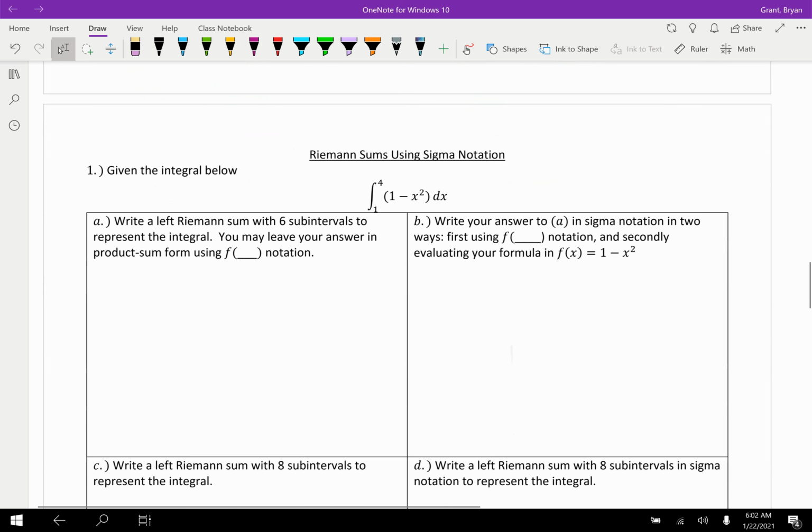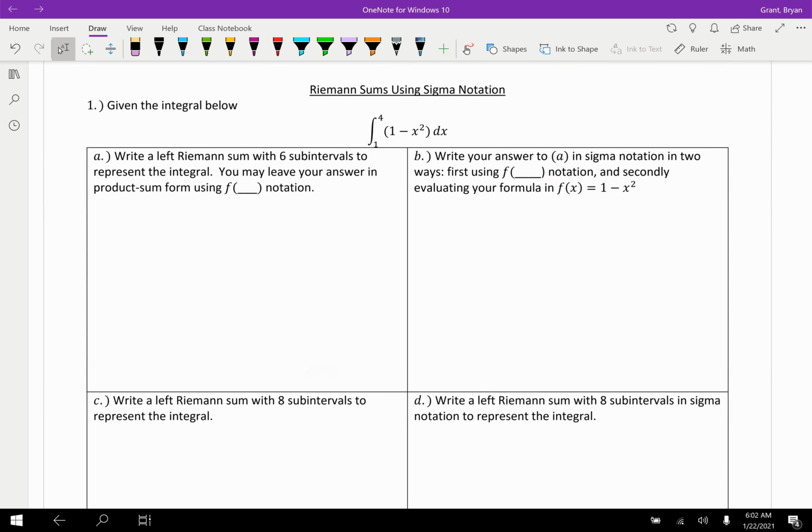All right, welcome back. Let's do some calculus. So one of the main things we use sigma notation for in calculus is when we're doing approximations. And in particular, these Riemann sums that we've done the last few days are actually a little bit more efficiently written using sigma notation. So let's take a look at this. Write a left Riemann sum with 6 subintervals to represent the integral up here. You may leave your answer in product sum form using f of whatever notation.